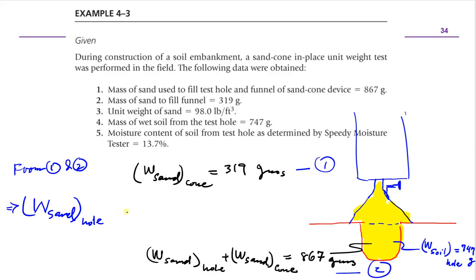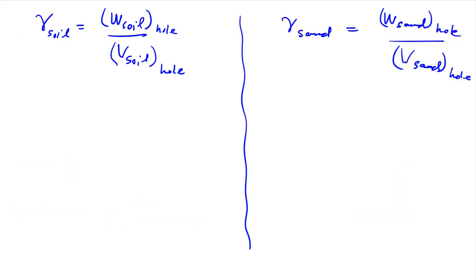The weight of sand in the hole is going to be 867 minus 319, which is equal to 548 grams. And for the unit weight of sand we have to look at: this is going to be 548 divided by the volume of sand in the hole.